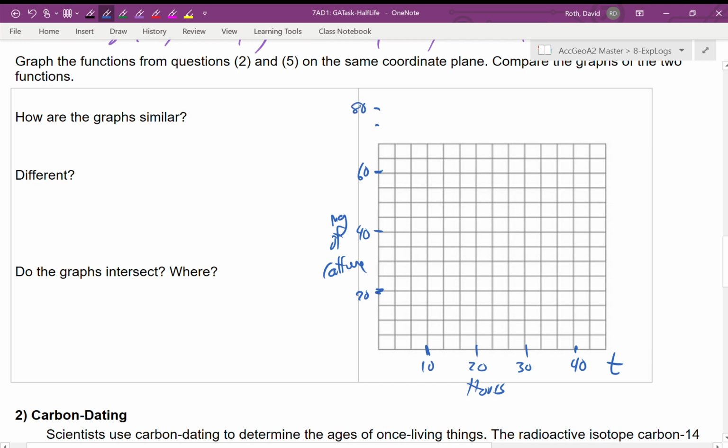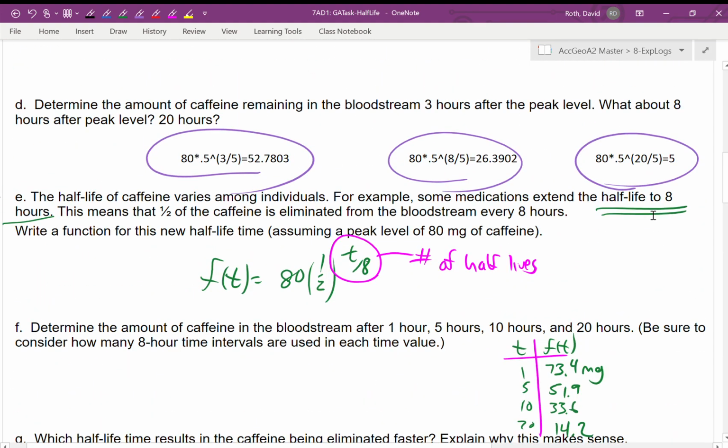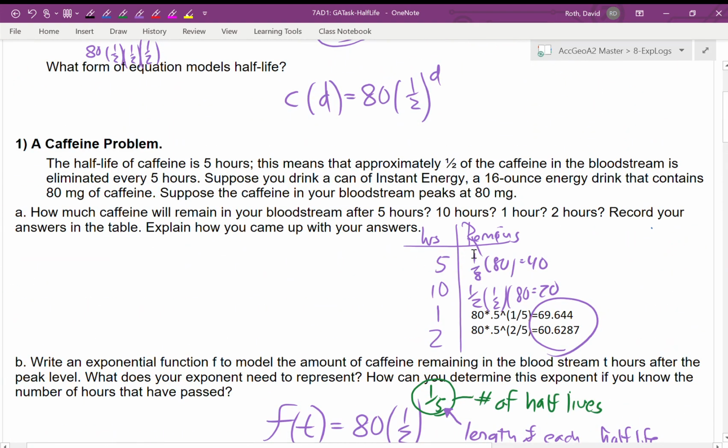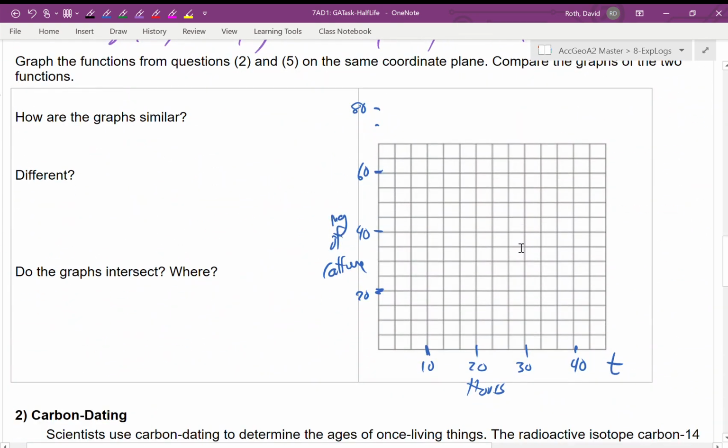Okay, make your graph. You got two tables of values. The 5-hour one I'll do in purple. Purple graph will be the 5-hour half-life. And then I'll do in green the table I had, the 8-hour half-life. Okay, graph them.